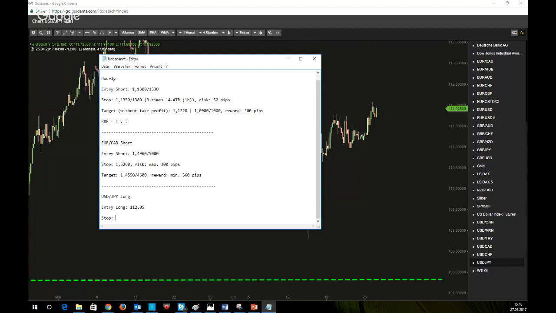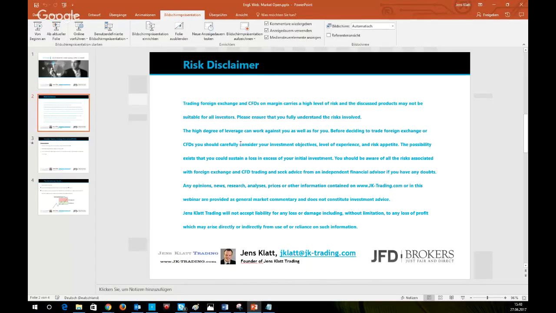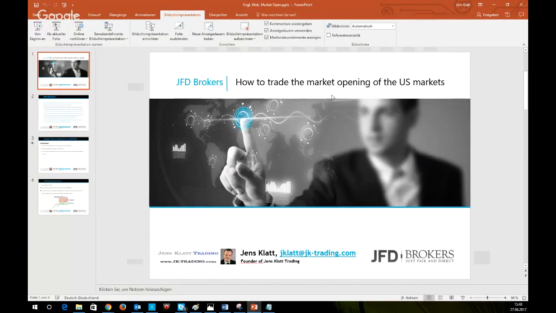By the way, please don't understand those setups here as investment advice. This is something really important I have to note. You have already read it in the risk disclaimer at the beginning. What I'd like to get across here is that we're not necessarily talking about the U.S. market opening, but in this case we're talking about how to trade the market opening.